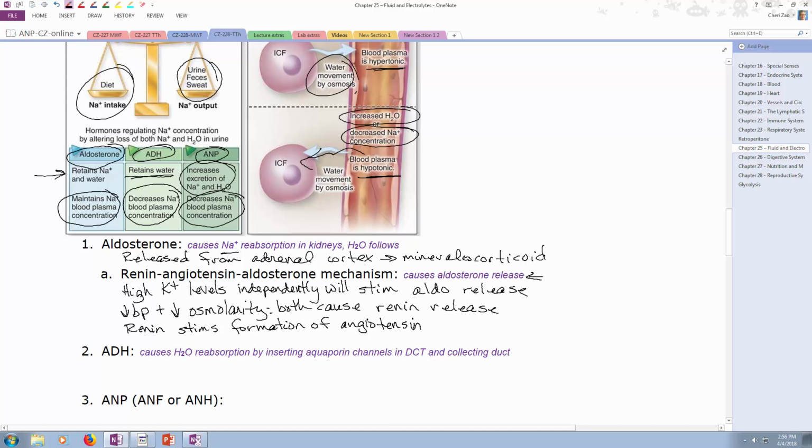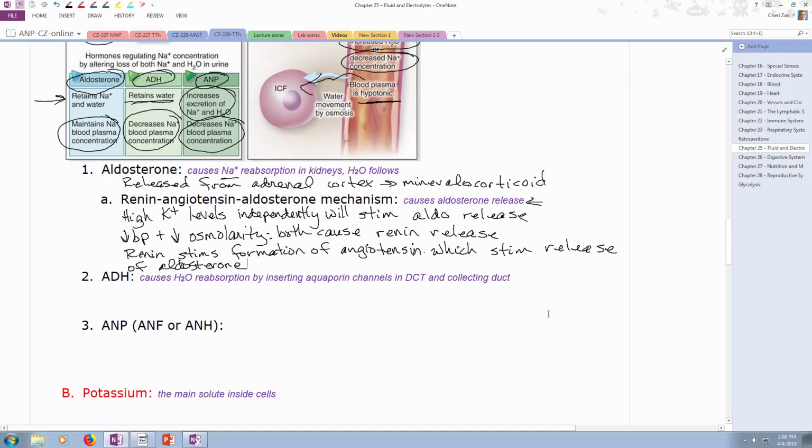And then angiotensin will stimulate the release of aldosterone from the adrenal cortex. So that's how aldosterone release comes about. And remember, potassium is excreted for our sodium that is reabsorbed.